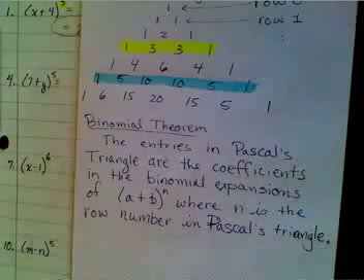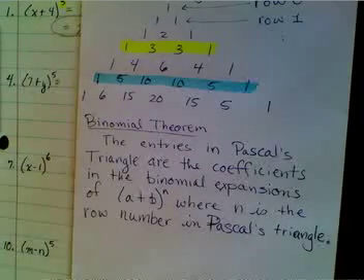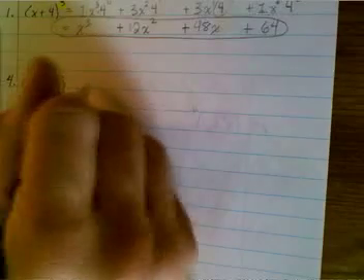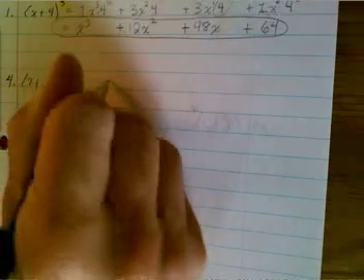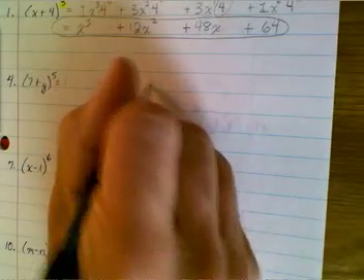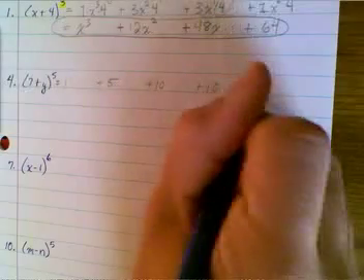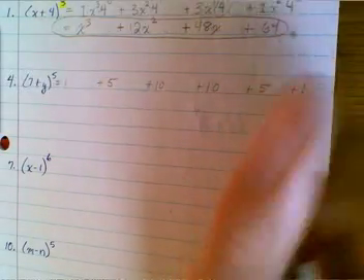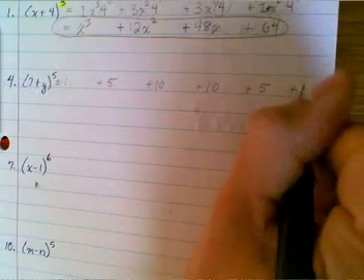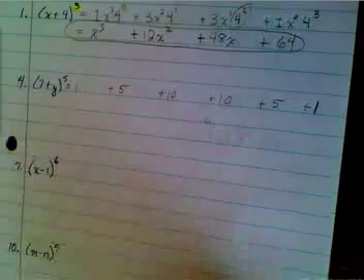So there it is right there. So 1, 5, 10, 10, 5, 1. And that's where I'm going to start. 1, 5, 10, 10, 5, 1. I almost need a bigger, wider piece of paper for this.